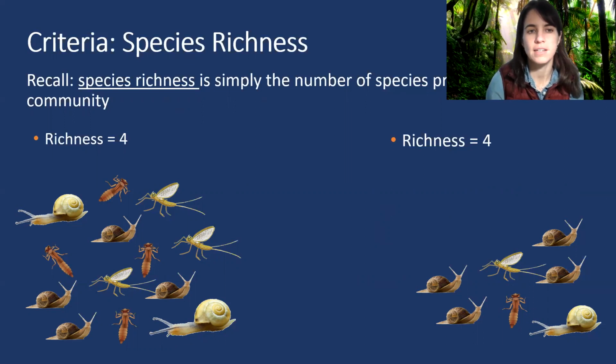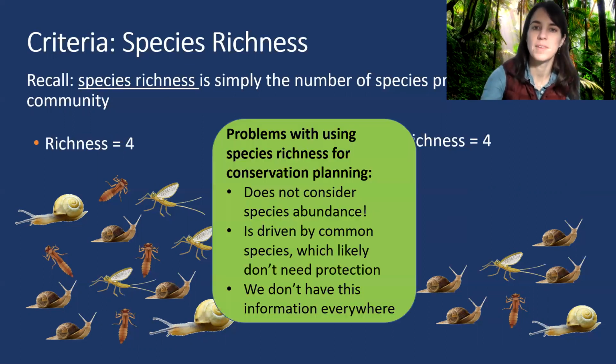Dragonfly larvae, and then mayflies, dragonfly nymphs, actually. So you can see that both these communities have the same species richness, but you can see just by looking at them that they're not the same. So what are some problems with using just species richness for conservation planning? Well, it doesn't consider species abundance. That's a big problem, right? You're using this metric, you're just as likely to protect that first community as the second community. And the first community looks way healthier, right? There's way more individuals of each species than in the second community.